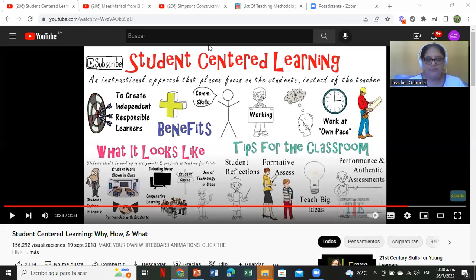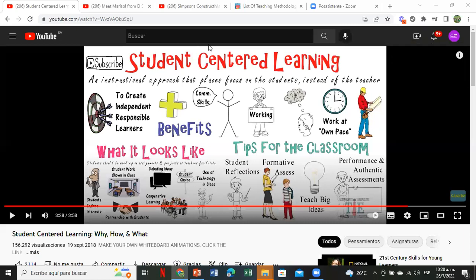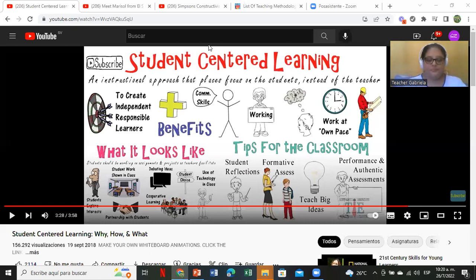Okay, teacher, I think that the student center is where the student has access to the formation and abilities that can help not only professionally but also humanly in other areas of life. Excellent, thank you so much.